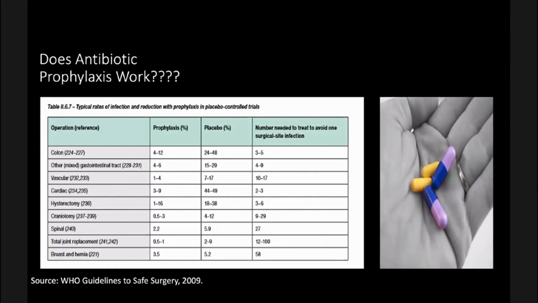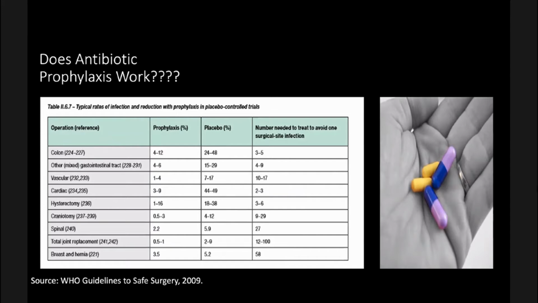So does antibiotic prophylaxis really work? So this table is a conglomeration of studies from the WHO, showing the numbers needed to treat. So the lower the number needed to treat, the more effective antibiotic prophylaxis is. So it's effective in colon surgery, right? It's high in total joint replacement. So you may or you may not give antibiotic prophylaxis in vascular procedures, right?